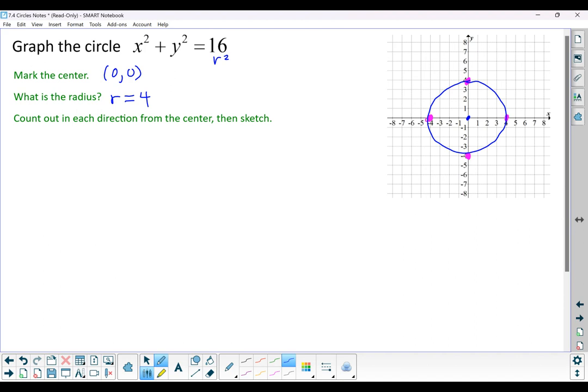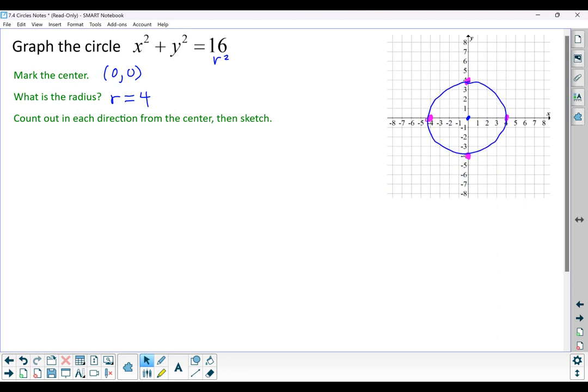Mine are never perfect, but we can get the idea of the circle from that sketch even if it's not perfect. So this circle that I just drew is centered at the origin, and the first one I showed you was centered at the origin, but really there's nothing that makes a circle have to be centered at the origin. We could have a circle over here or over here or anywhere. A circle could be centered anywhere.